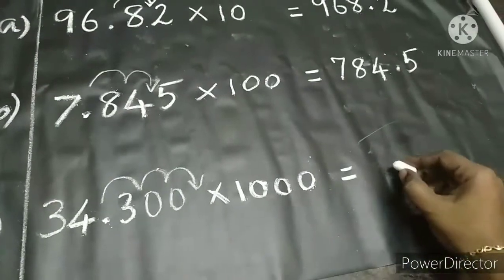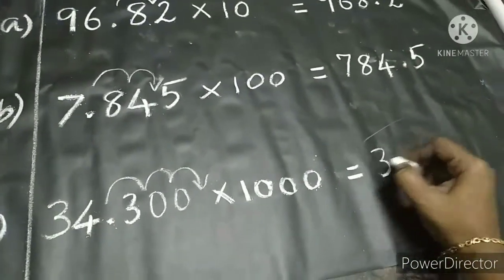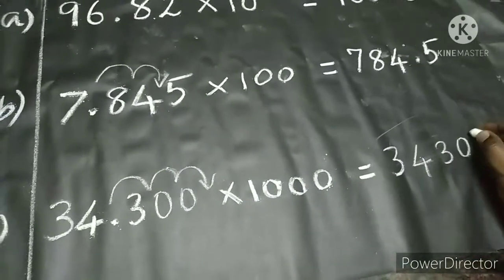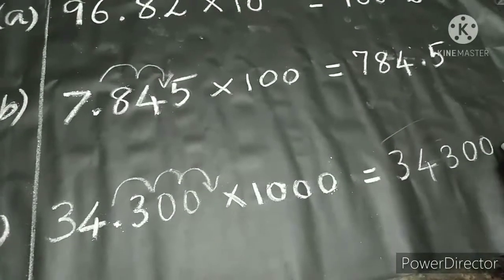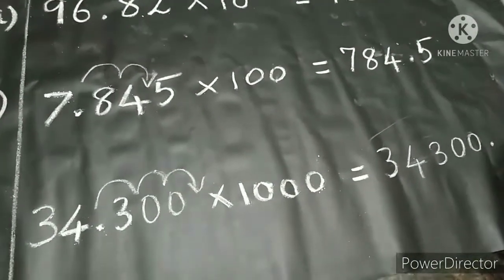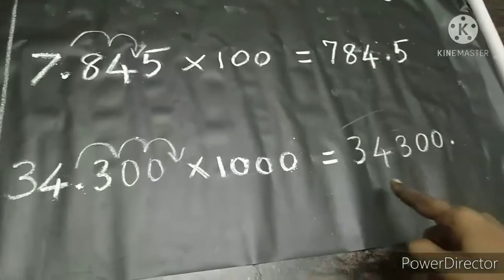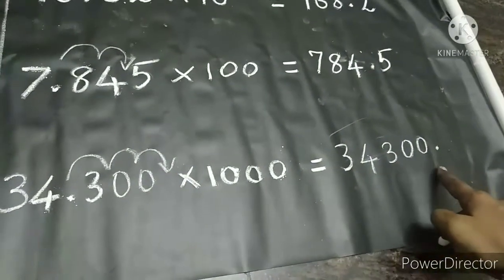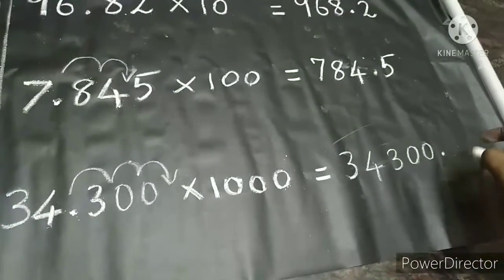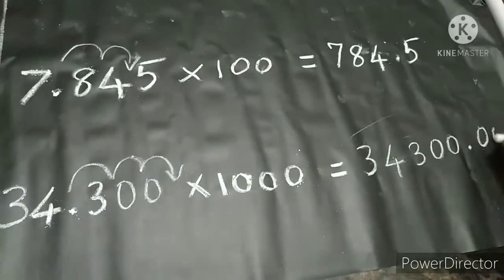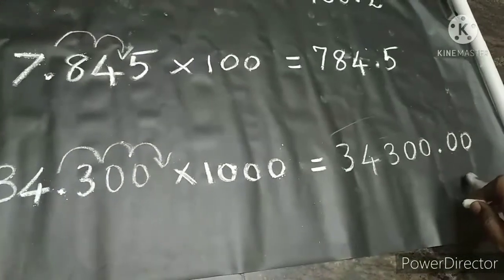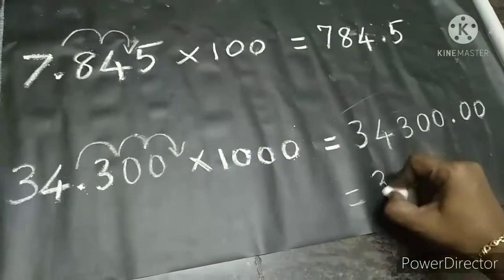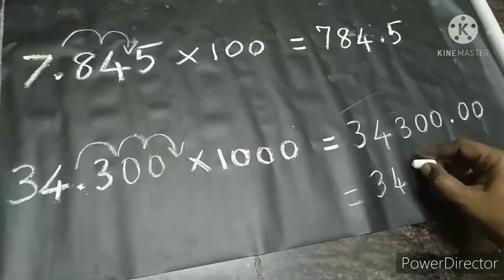Now we have to put the decimal point at last. Let's write the answer 3, 4, 3, 0, 0 point. Here we get 34,300 point. After the decimal point, we have to put 0. For a whole number, we need not put 0. So, let's write the answer again. 34,300.